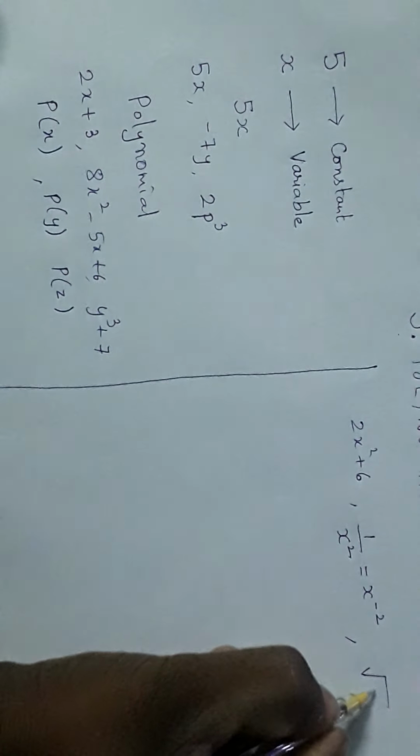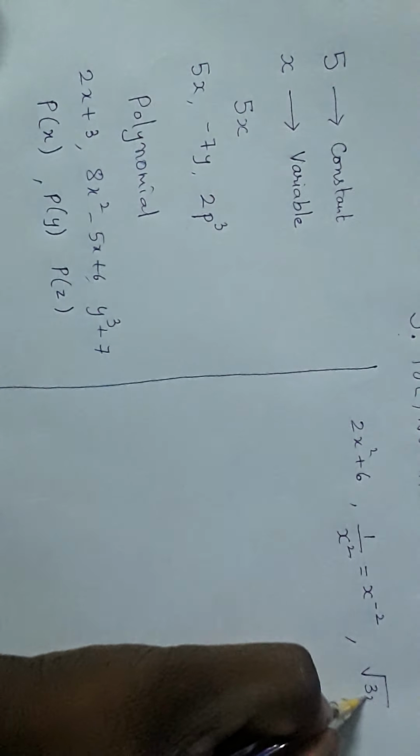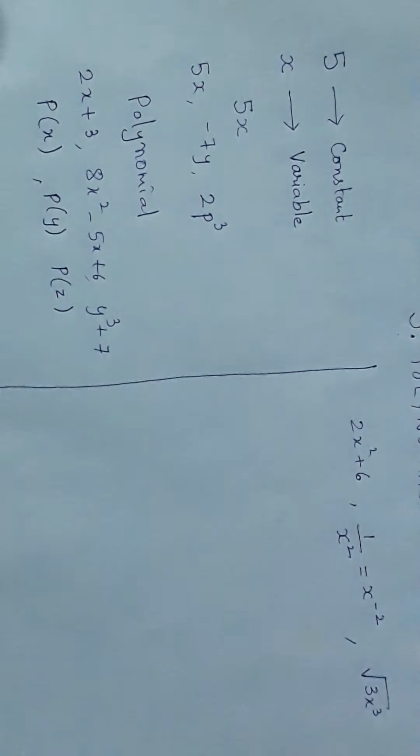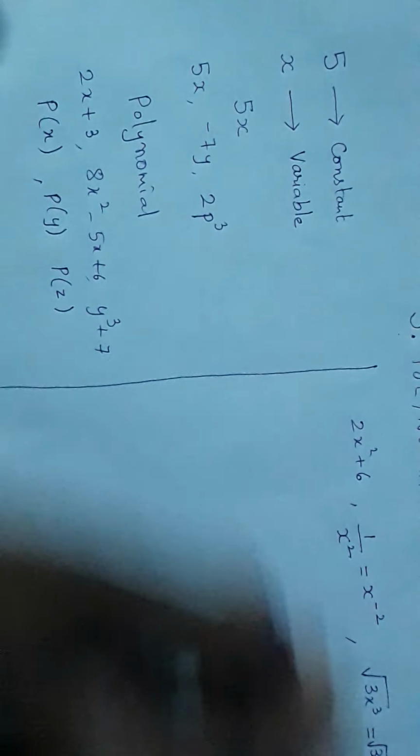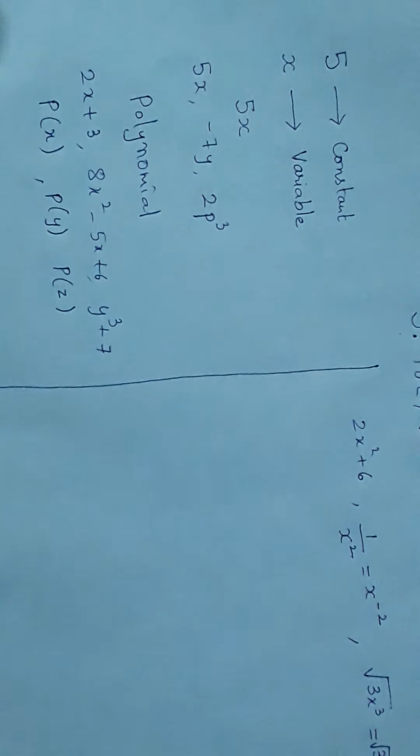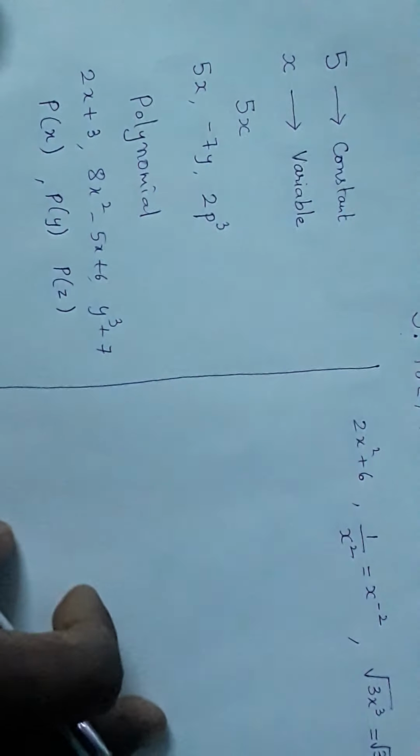Similarly, square root of 3x cube, even this is not a polynomial, because if we write it out of the root, we will get square root of 3 x to the power of 3 by 2. That means the power is not a whole number. So this is not a polynomial.